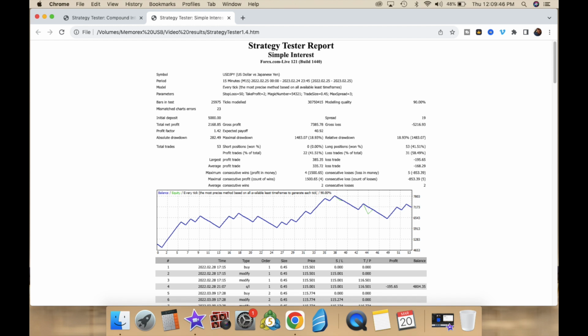Okay, so here is the test result for the simple interest expert advisor. As you can see, I used the EUR/USD, the USD/JPY pair on a period of 15 minutes. I used the every tick model, and I set the parameters. As you can see, the total net profit from a $5,000 account was $2,168.85.